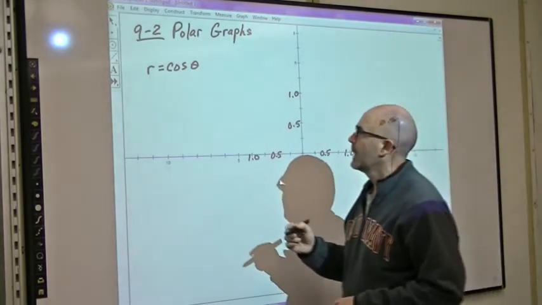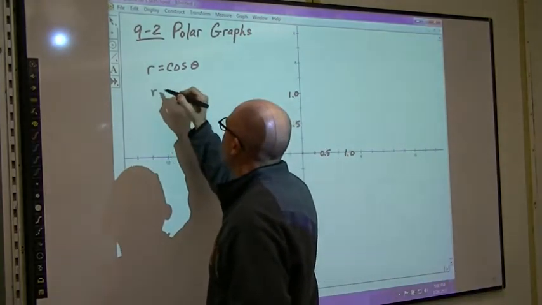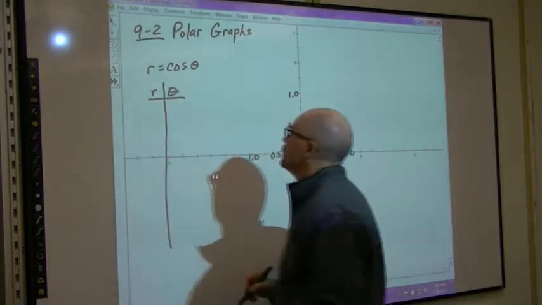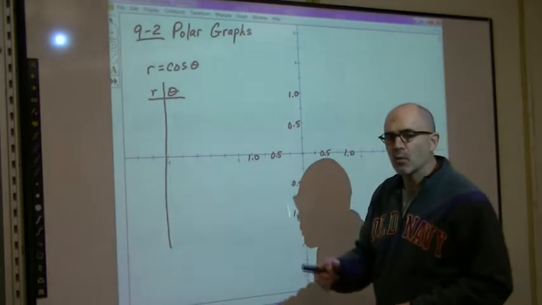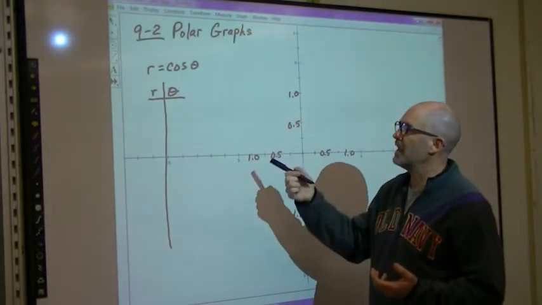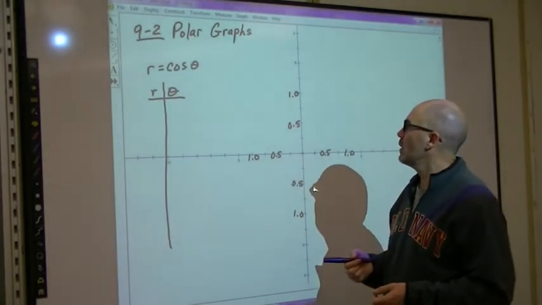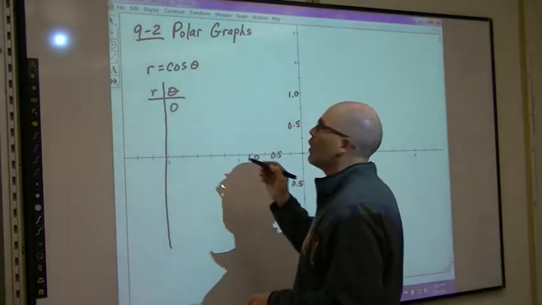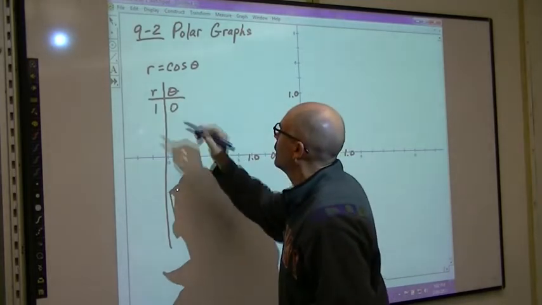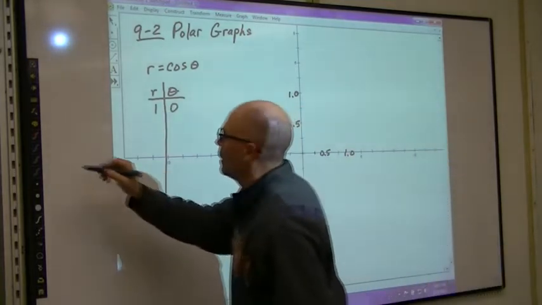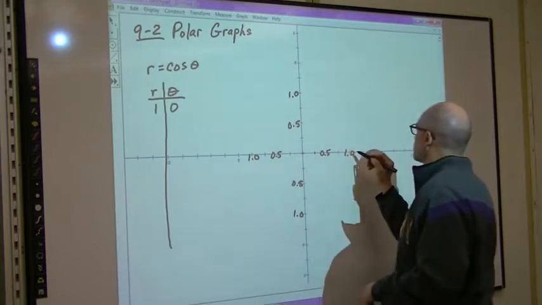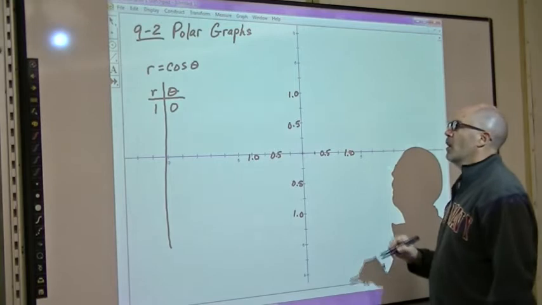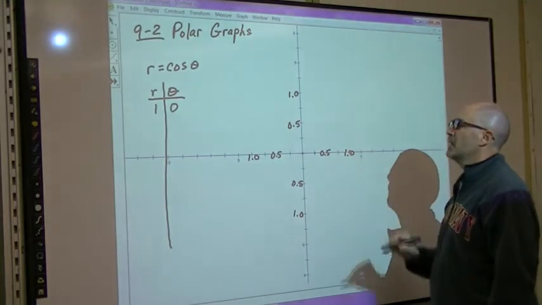So 1 unit is out to here. Now, in any graph, you pick x's, find y's. Same thing here. We're going to pick thetas and find r's. So if we pick theta equals 0, then cosine of 0 is 1. So r is 1. There's our first point at radius 1, theta 0.